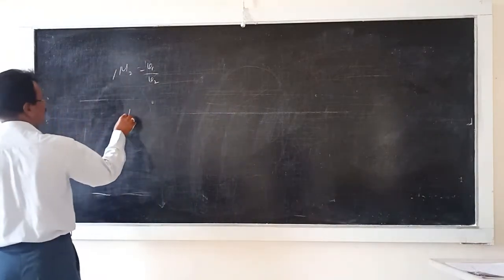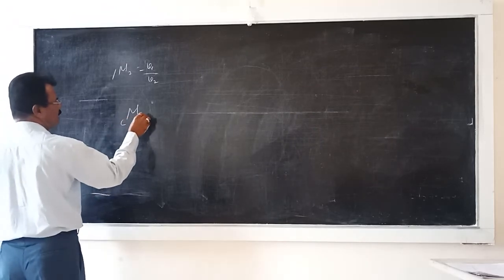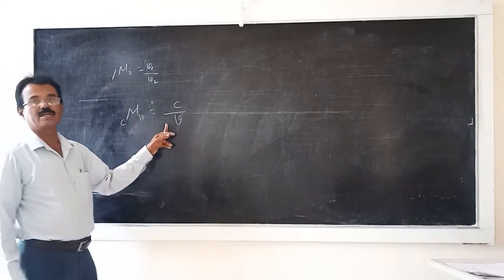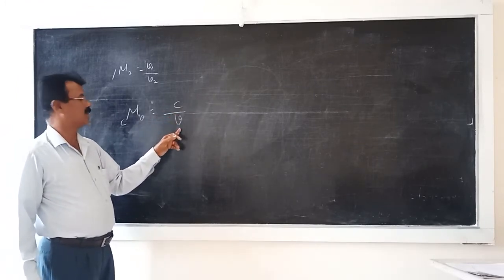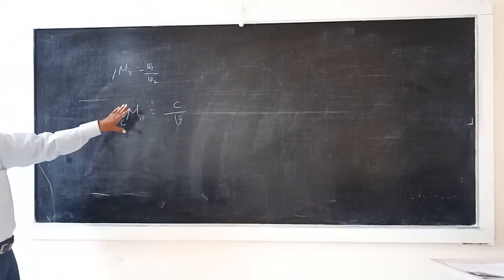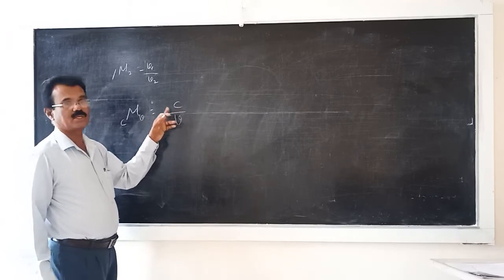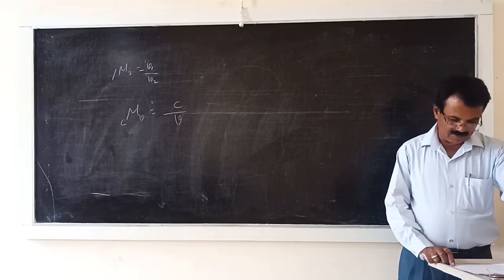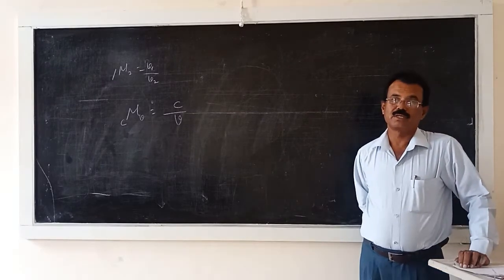Absolute refractive index: when light travels from rarer medium to denser medium, it is defined as the ratio of the velocity of light in the rarer medium to the velocity of light in the denser medium. That means with respect to air or vacuum, it is called absolute refractive index. If the refractive index of a medium is measured with respect to air or vacuum, it is called the absolute refractive index.